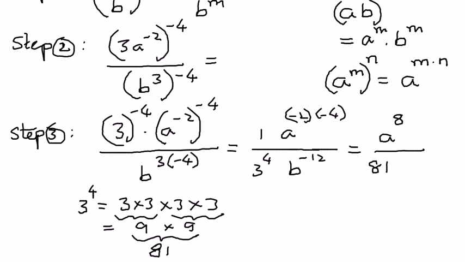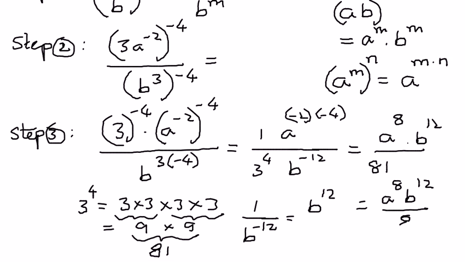And then since I have 1 over b to the power of negative 12, I can express this as a positive exponent by bringing it to the numerator and then writing it out as b to the power of positive 12. So since I have an exponential term in the denominator, when I bring it up to the numerator, it becomes a positive exponent. So therefore, I can write this one as b to the power of 12. So therefore, our answer is a to the power of 8 times b to the power of 12 divided by 81. That is where we want to leave it, and this is our answer.